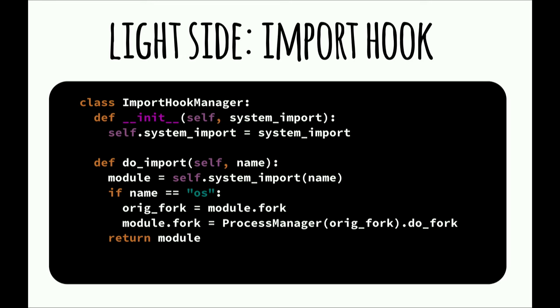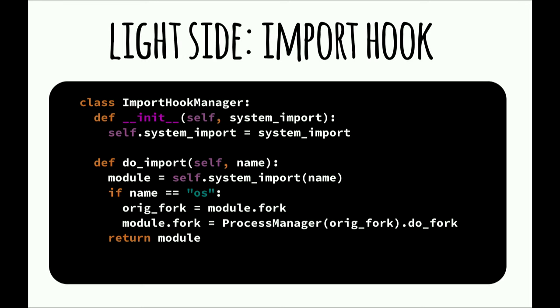But it also checks the name of the module, and if the name of the module is the string "os", that means we want to patch the object of our module. We again get the original attribute of the module, create the instance of our process manager, and replace the attribute fork of the module. And like the standard import function does, we return the object of the module.